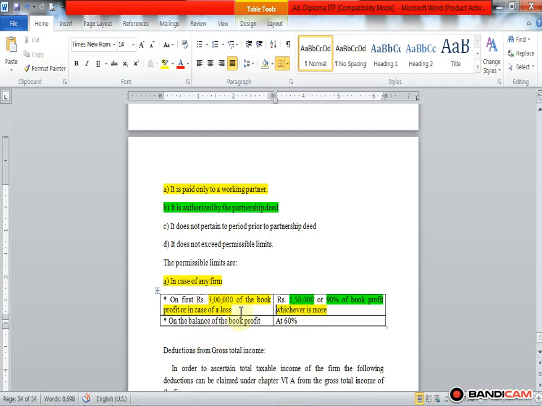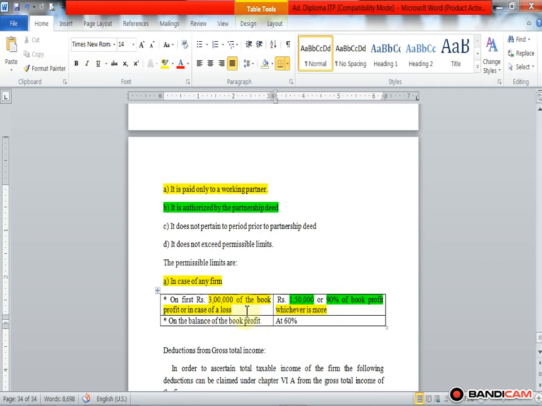Above 3 lakh, the remaining balance: for example, if salary paid to partners is 4 lakh, then 4 lakh minus 3 lakh, that is slab 1, which is 1,50,000 or 90% of book profit.